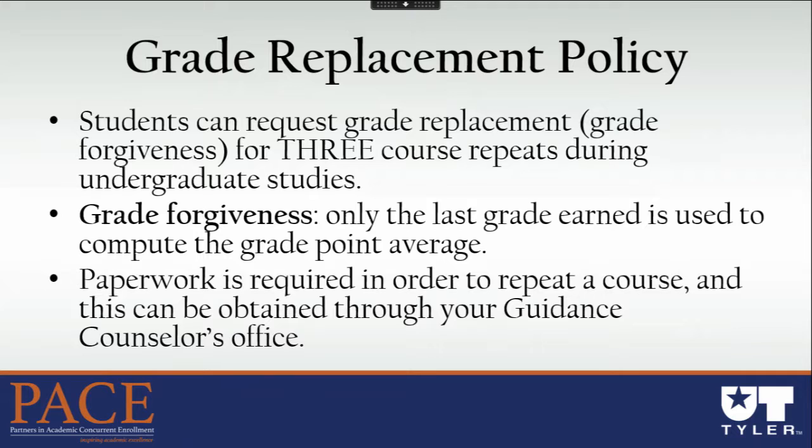A student must complete a grade replacement contract by the census date of the semester in which the course will be repeated. This contract is actually available through the high school guidance counselor or UT Tyler dual credit coordinator. Failure to file a grade replacement contract will result in both the original and repeated grade being used to calculate the overall grade point average.